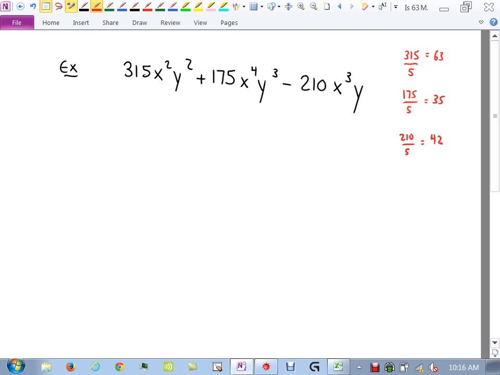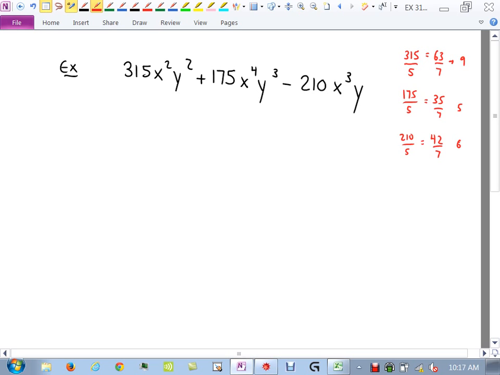If you do it that way, then you can look at the numbers that were left and see if you can find a number that goes into those. 7? Wow, that might have been tough to see, but yes, 7 goes into each of those, right? So I can say 63 divided by 7, 35 divided by 7, 42 divided by 7. What's 63 divided by 7? 9, and then over here, 5, and then over here, 6.